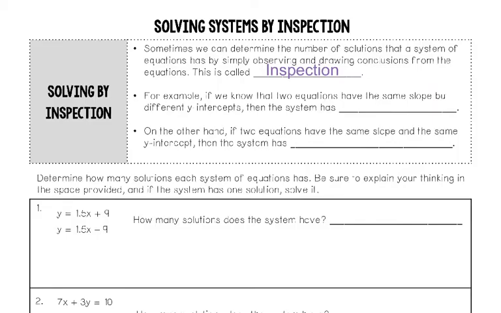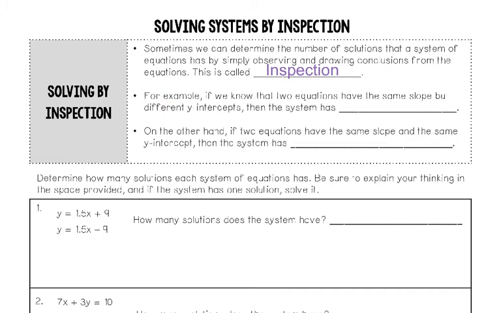All right, so today's lesson is actually not going to involve a whole lot of math. Today, it's actually taking a step back and using what we already know about looking at systems of equations to determine the number of solutions without actually having to solve it or graph it. And that's called inspection.